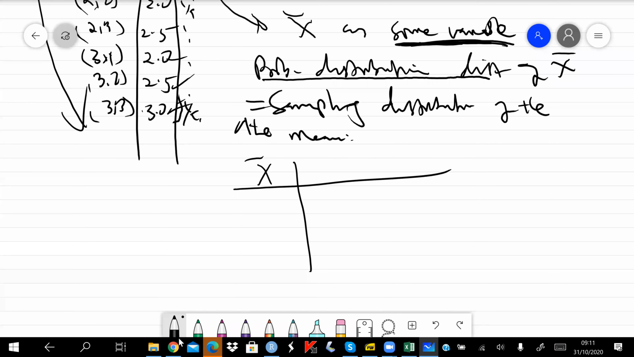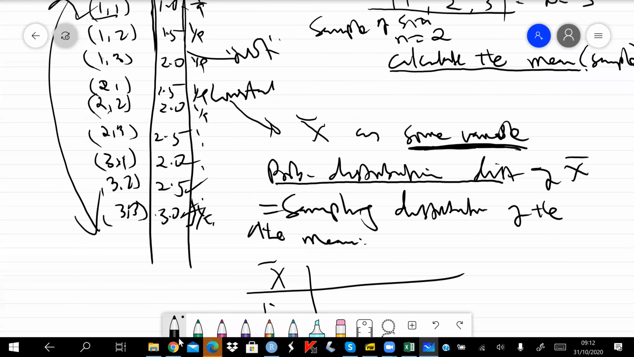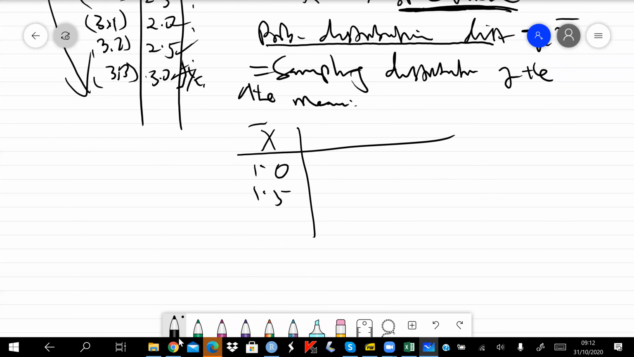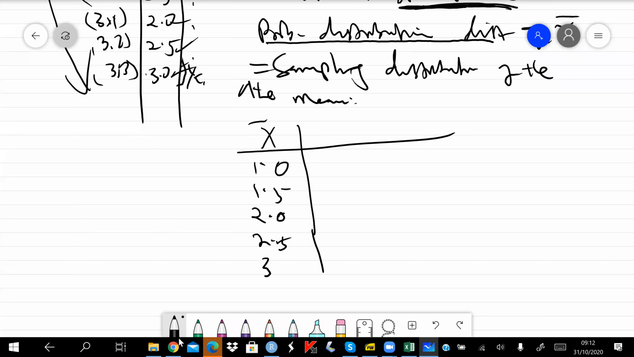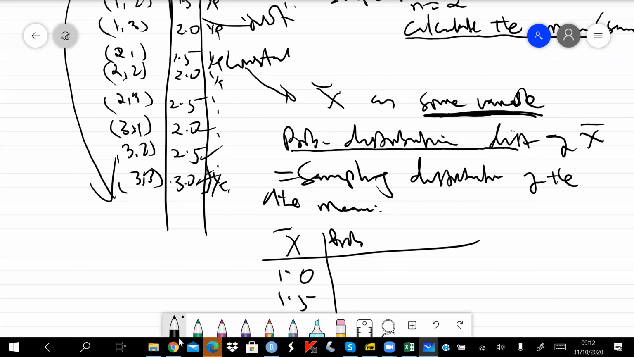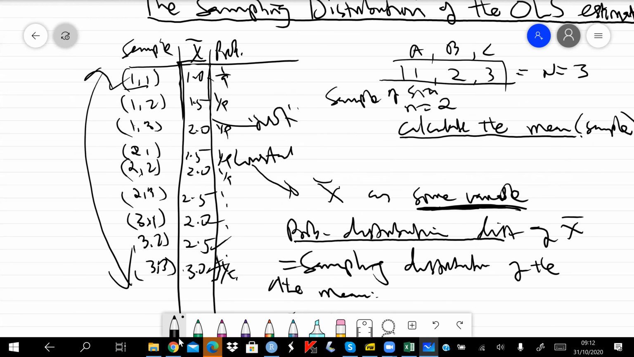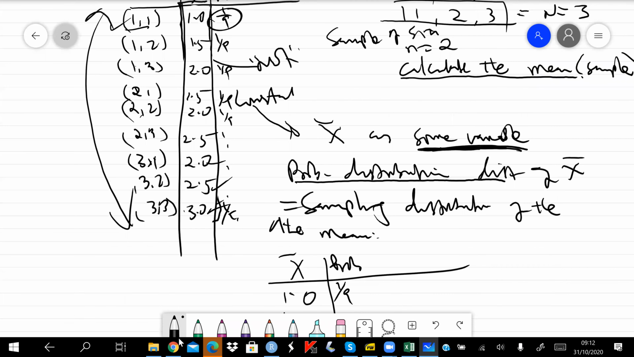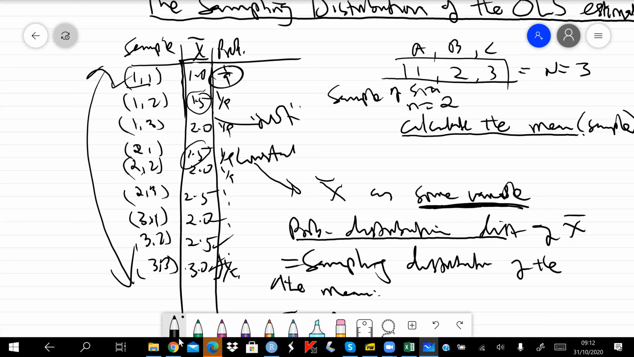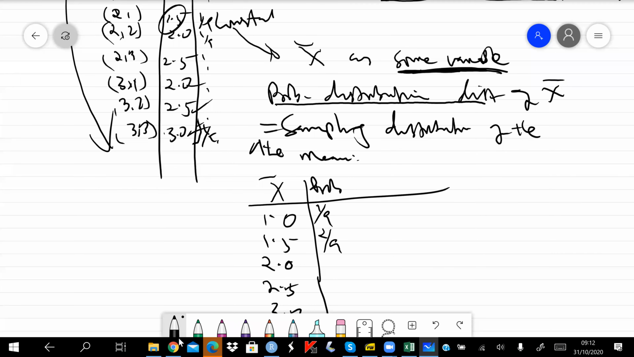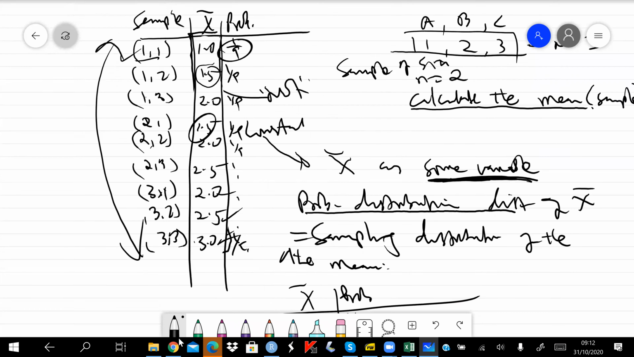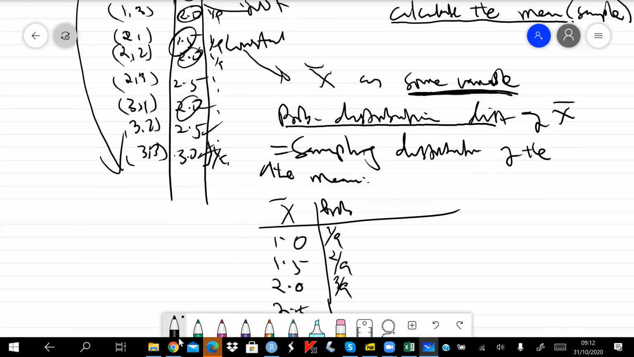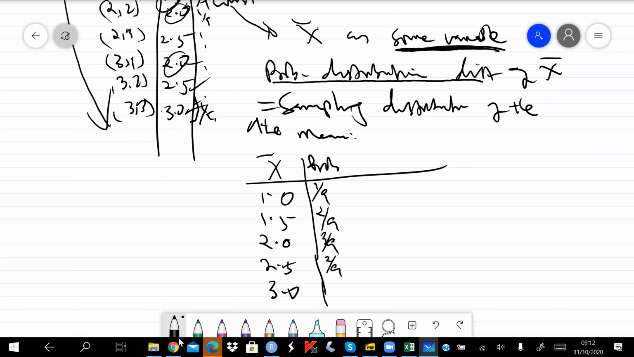If you convert this into a nice table, you get the possible values of X bar: 1.0, 1.5, 2.0, 2.5, and then 3.0. Then you put the probability so that you end up with a probability distribution. The probability that X bar is equal to 1.0 appears once, so it is 1 out of 9. The probability that X bar is 1.5 appears twice, so 2 out of 9. For 2.0 it appears 3 times, so 3 out of 9. Then 2.5 is 2 out of 9, and finally 3.0 is 1 out of 9.